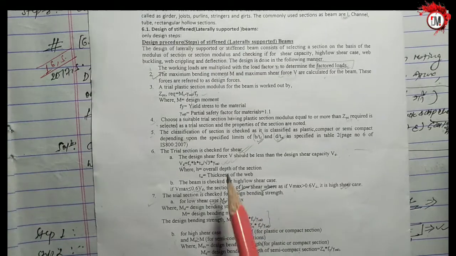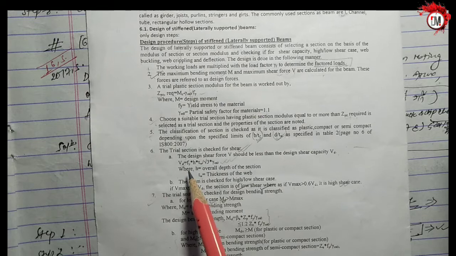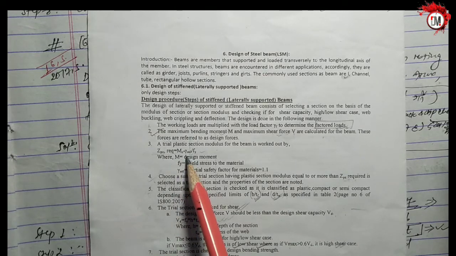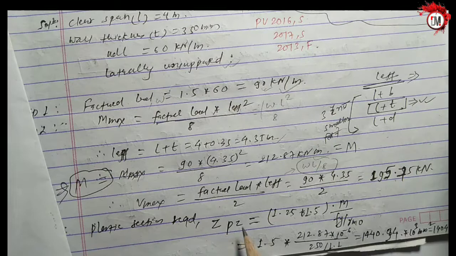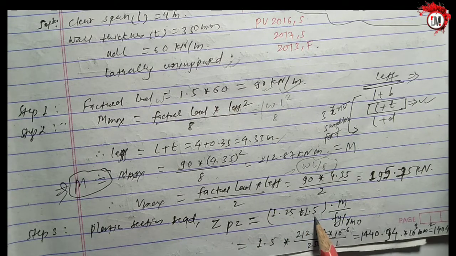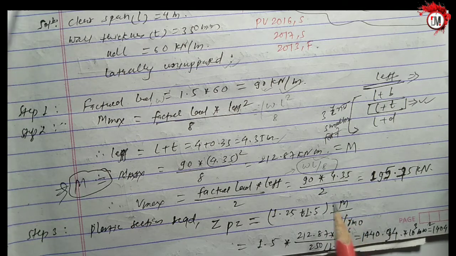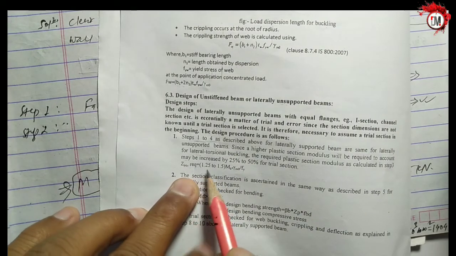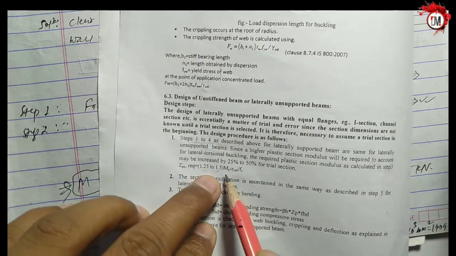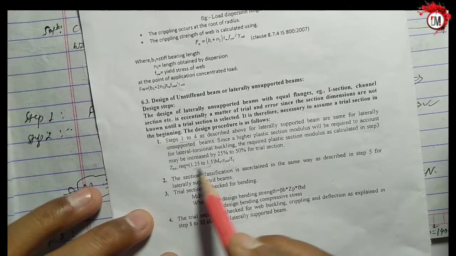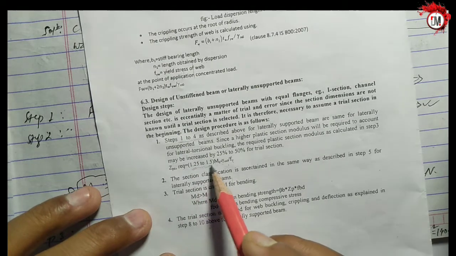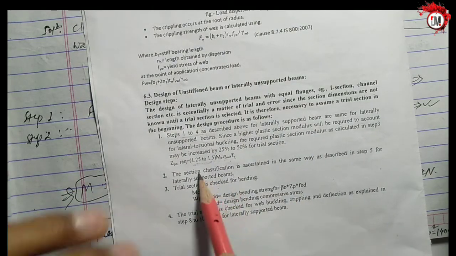We already discussed laterally supported beams. In laterally supported beams, we use the formula for step number 3: Zpz required equal to Mz into gamma M0 by Fy. But in the unsupported condition, we use the formula Zpz equal to 1.25 to 1.5 times M into gamma M0 by Fy. This is the same as the laterally supported formula, and the main change is only this factor of 1.25 to 1.5.